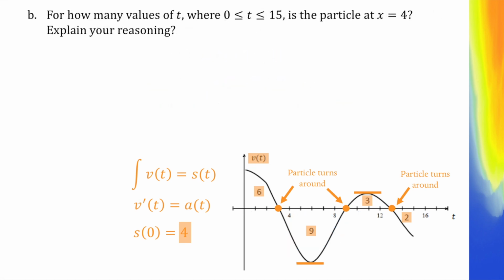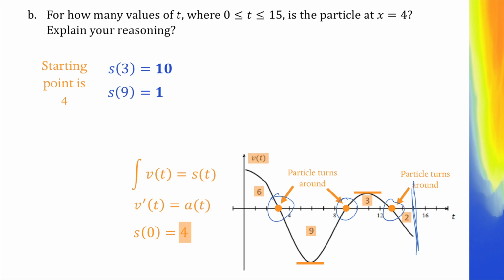For how many values of t between 0 and 15 is the particle at x equals 4? And explain your reasoning. Well, let's see what we have. We know our starting point is 4, so that's 1. Now let's see what happens at all of these zeros and the end point.